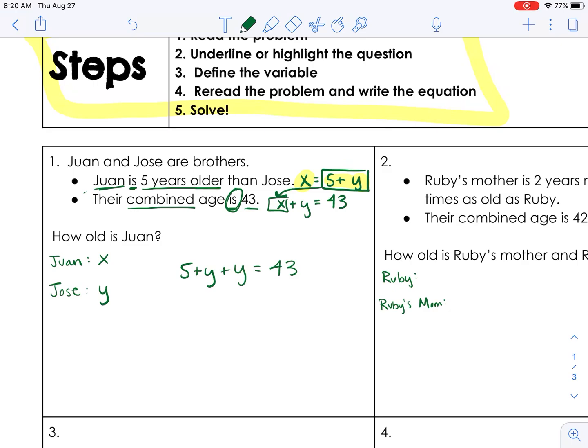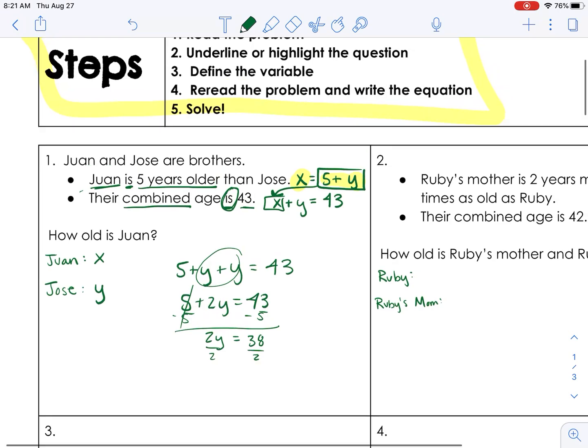Right? Now we have the same variable all the way through the equation, and we can combine like terms and solve. So if I combine my Y's, I've got 5 plus 2Y equals 43. Then I'm going to subtract 5 on both sides to solve. And we get 2Y equals 38. And then we are going to divide by 2 on both sides. And we're going to get Y equals 19.